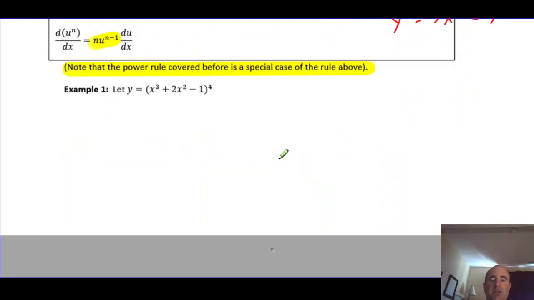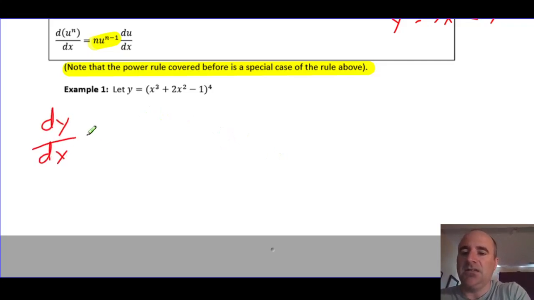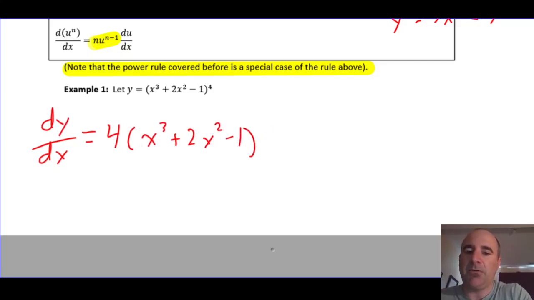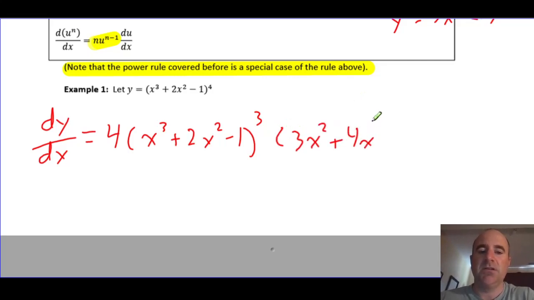So a simple example of using the power of a function rule, here we could say dy by dx is equal to 4 times (x cubed plus 2x squared minus 1) to the power of 3. That's kind of your power rule, but multiply by the derivative of the base, which is, of course, 3x squared plus 4x. And there it is.